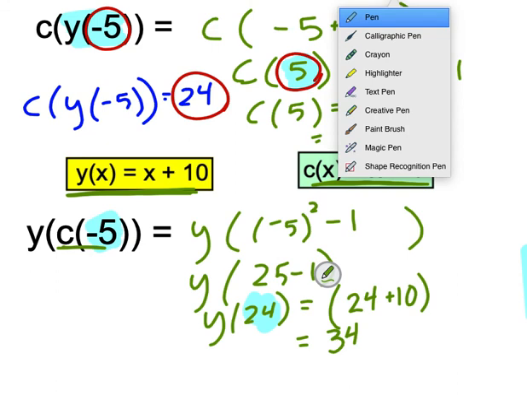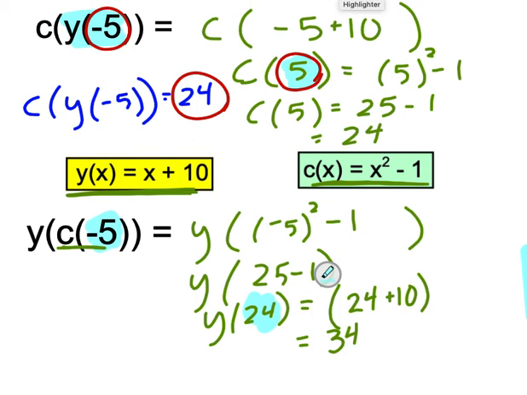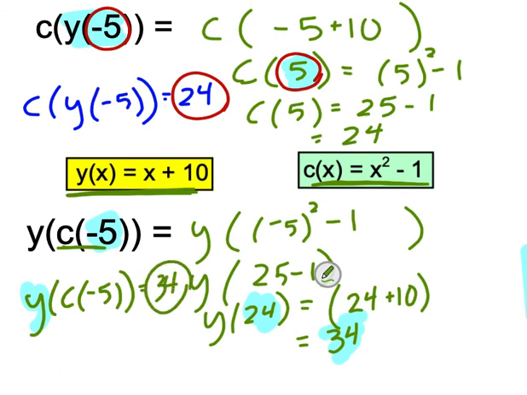That's the third number in my table, and I would write my final answer. Oh my, things are getting exciting. I write my final answer. Still not going to work. Let me try again. There we go. As y of c of negative 5 equals 34.